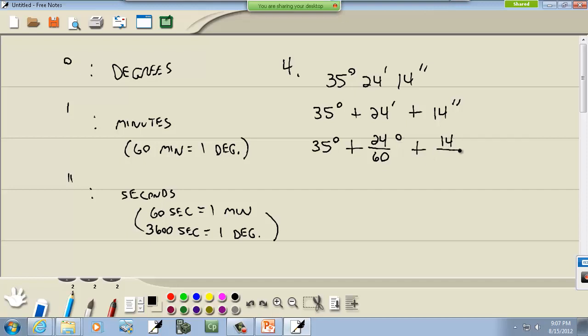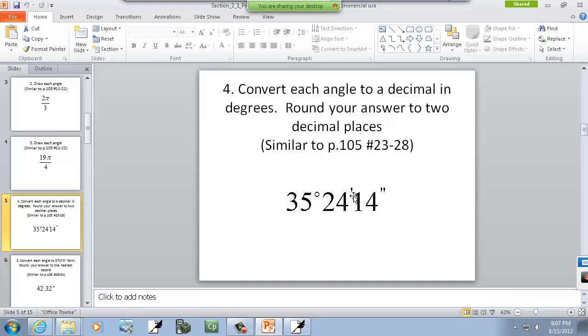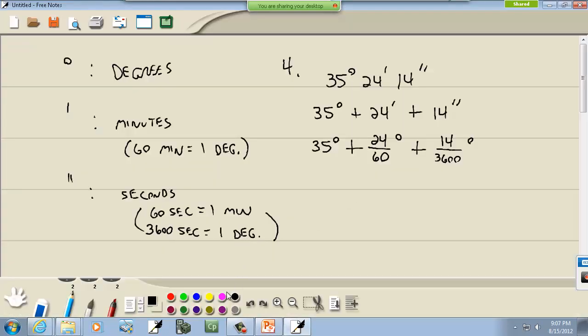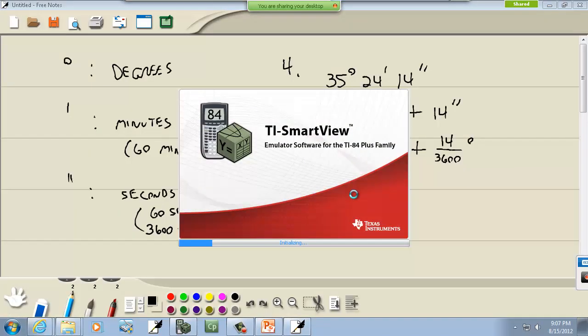Now for our seconds here. Well, here we said 3,600 seconds is equal to 1 degree, so we're going to divide this by 3,600, like that. Now this is 1 in decimal, so I'm not going to put a lot of time into getting an exact answer. It says round to 2 decimal places, so let me pull up my calculator.